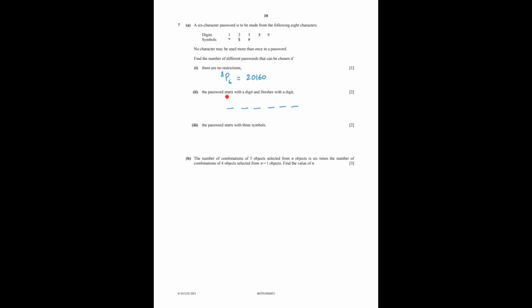The condition says the password starts with a digit. So how many digits do we have? We have 5 options, right? So for the first one we have 5 options, and for the last one we have 4 options, right?